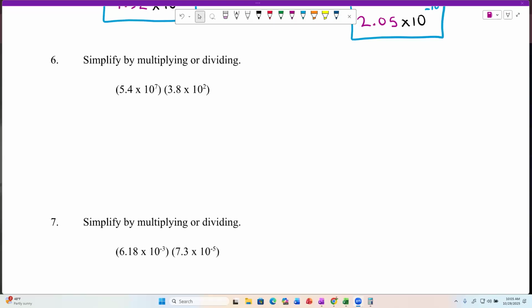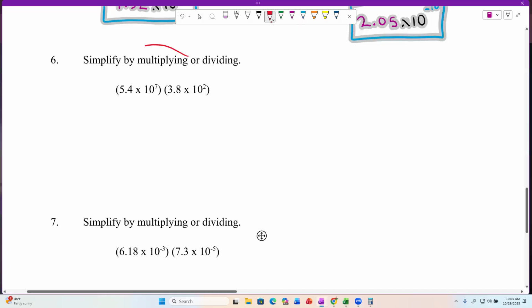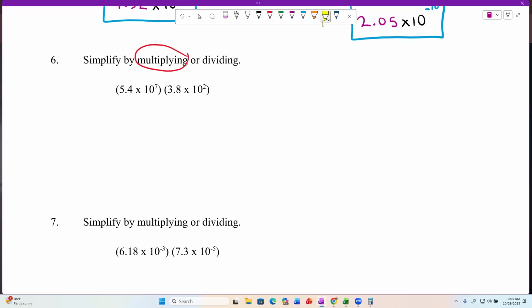All right, problem number 6, multiplying or dividing. So looking at this question, we are multiplying because I don't see anything between the two numbers. So I'm going to go ahead and multiply the numbers in scientific notation that are in the same part of the scientific notation. So I'm going to take the 5.4 and multiply it with the 3.8.